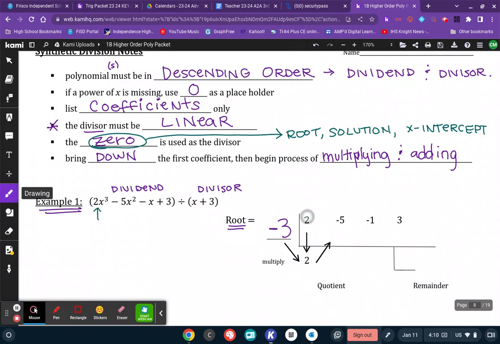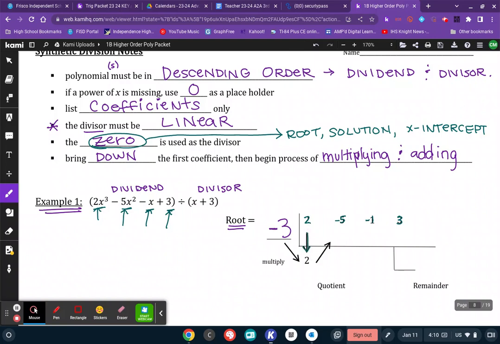2, negative 5, negative 1, and 3. I check to make sure I have everything in descending order. So x to the third, x squared, x to the first power, and then my constant. I don't have any powers of x or a constant missing. There's no missing terms. So now I can begin the process by bringing down the first coefficient.